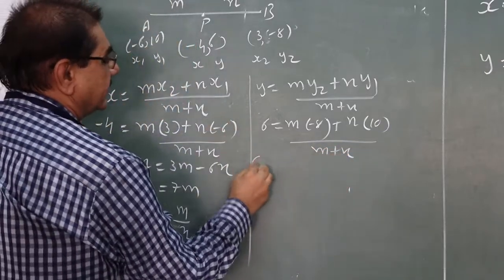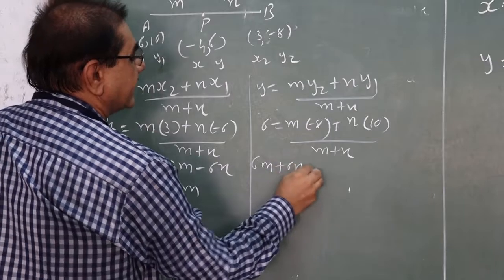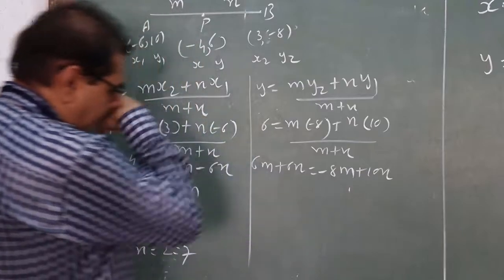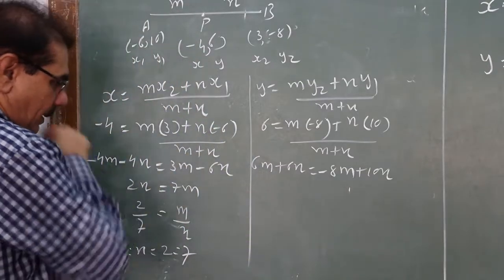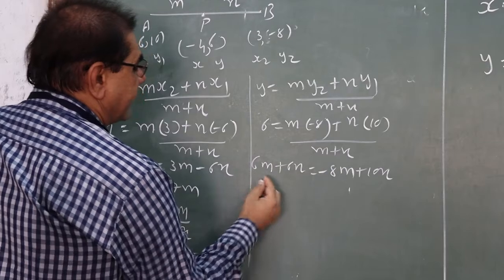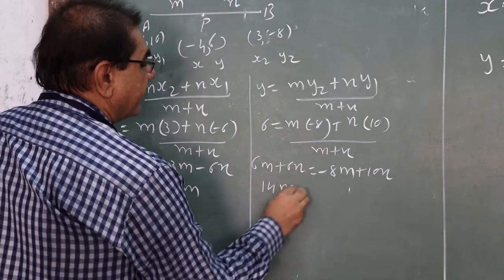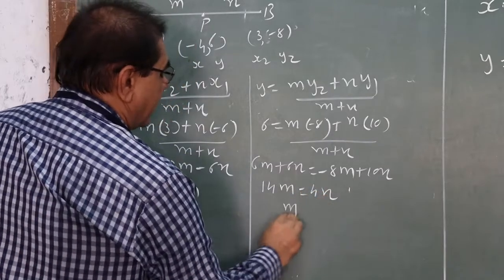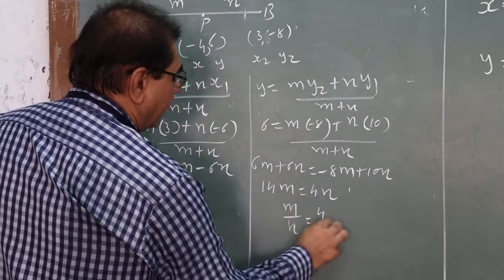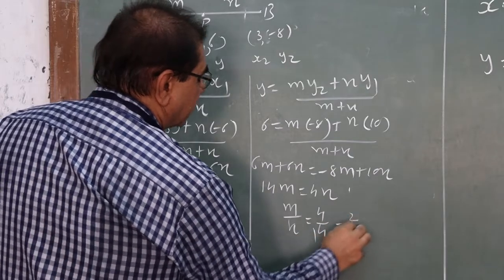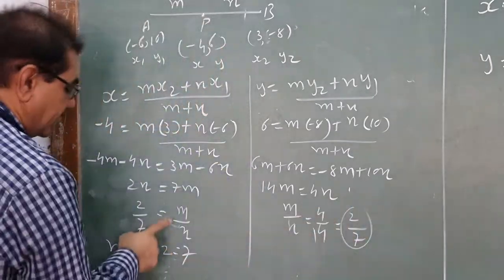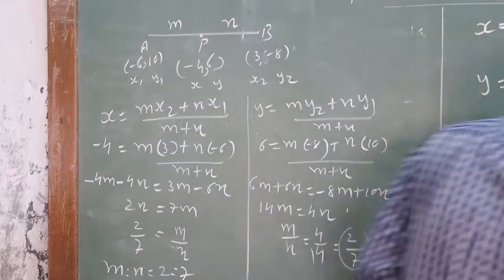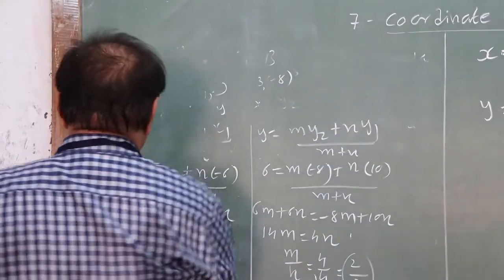Cross multiplication, 6m plus 6n is equal to minus 8m plus 10n. We take m and n on the same sides. So 6m plus 8m it is 14m. 10n minus 6n it is 4n. So m upon n is equal to 4 upon 14. 2 2s are 4, 7 2s are 14. So again the answer is same, 2 upon 7. Is it clear? So this is how, knowing the formula, you can solve the questions very easily.